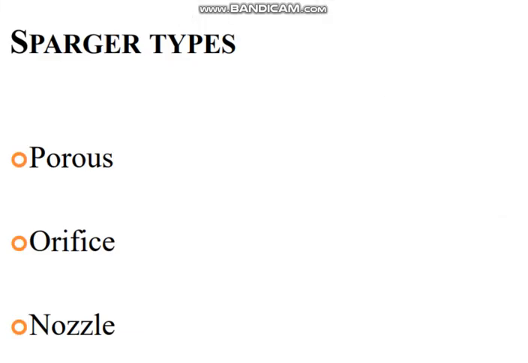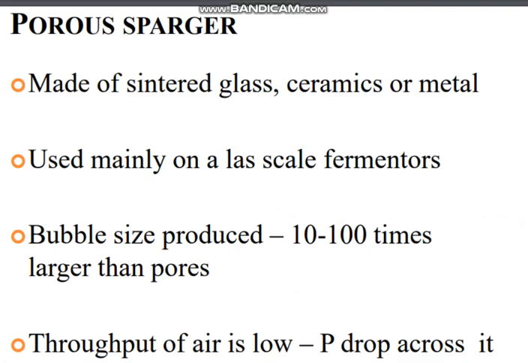Different types of sparger are used: porous, orifice, and nozzle. Talking about porous sparger, it is made up of glass, ceramic, or metal, mainly used in large scale fermenters. Bubble size produced is 10 to 100 times larger than the pores. Throughput of air is low.